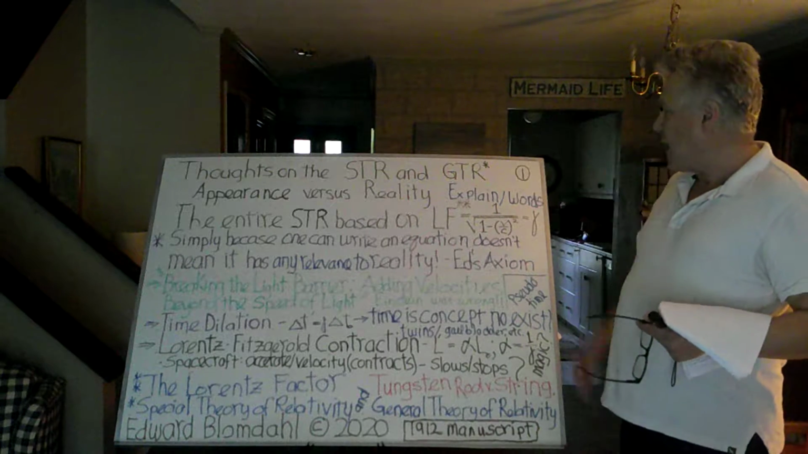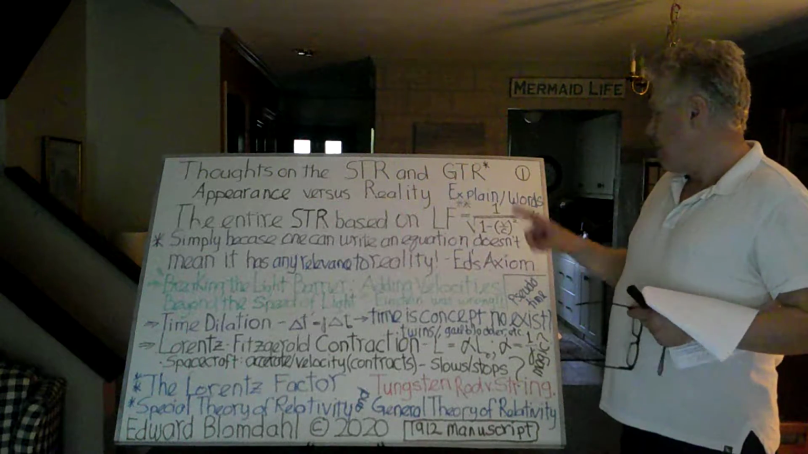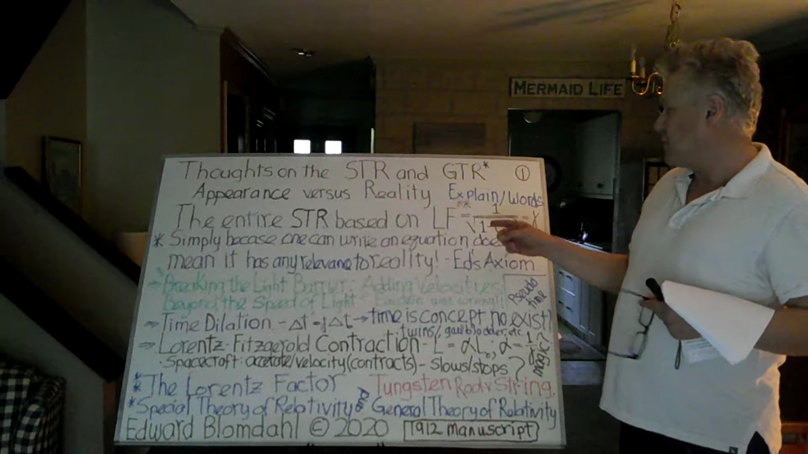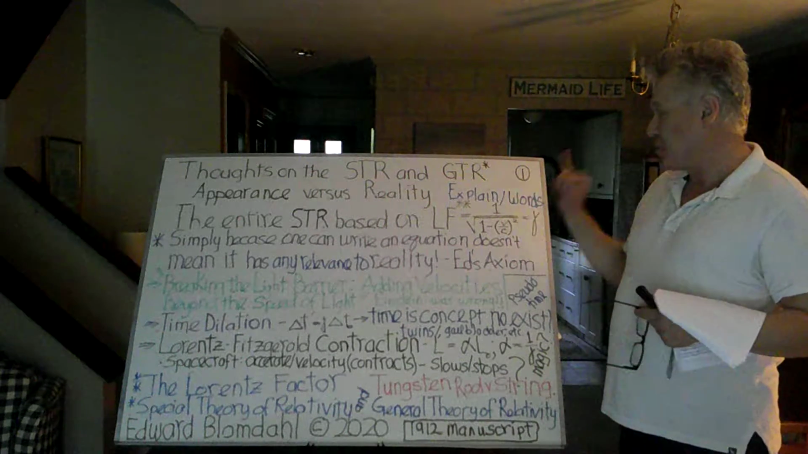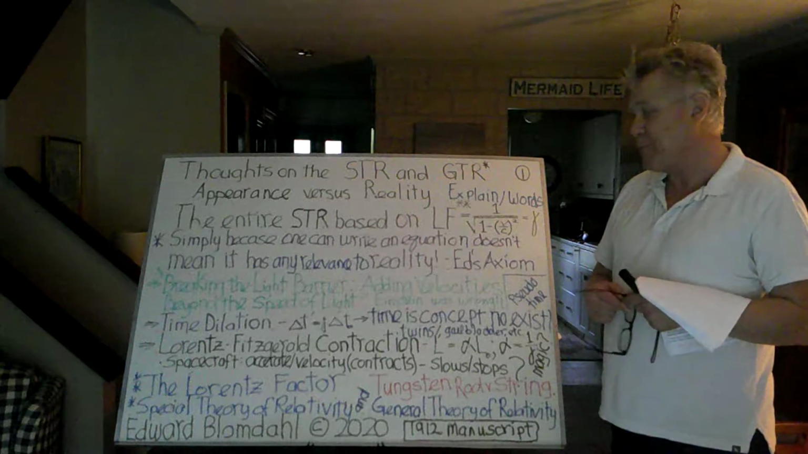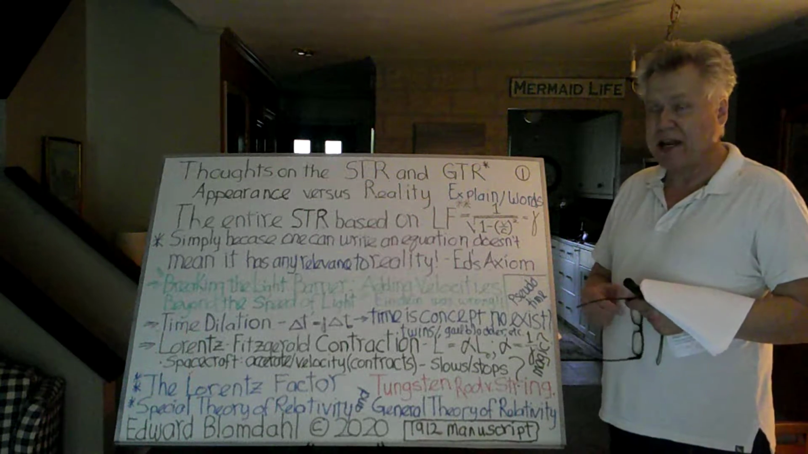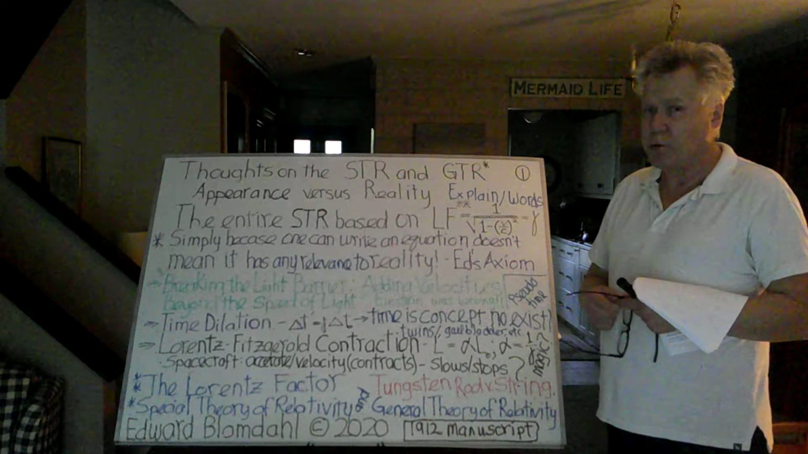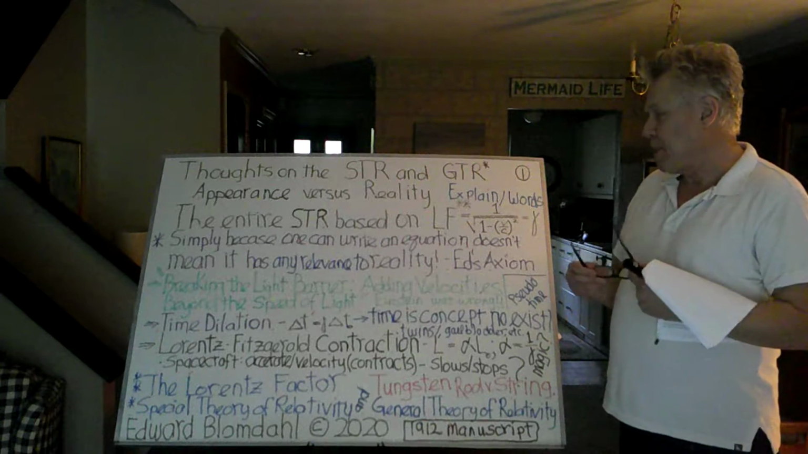So we have the Lorentz factor. The whole special theory of relativity is based upon it, and it's wrong. So when I go through my paper or the video, Breaking the Light Barrier, I basically state that's exactly what happened. The special theory of relativity has nothing to do with reality. Okay, and I'll go apart.